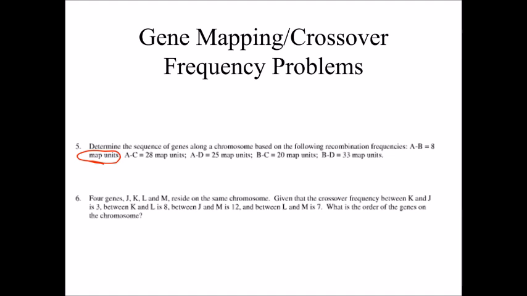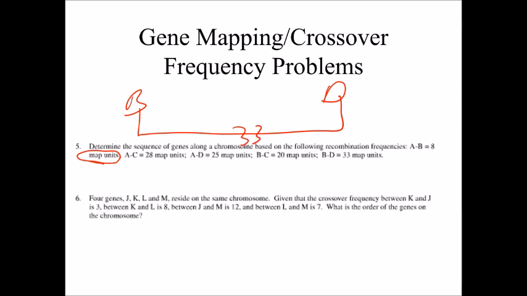So this is no different than the last problem we worked. As I said before, we want to find the two that appear to be the most far apart, that cross over the most often, and that would be B and D. Write them out like so. They cross over 33 map units, or 33% of the time.